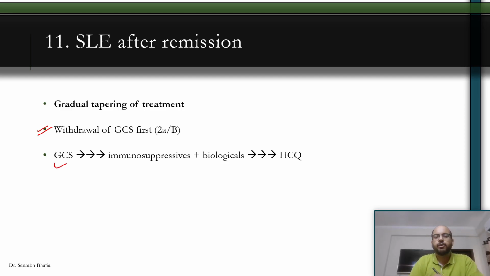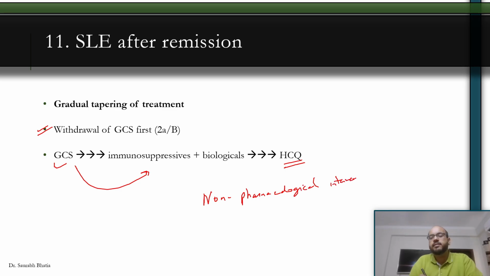So you stop first glucocorticoid, then you stop the other immunosuppressive like mycophenolate mofetil, methotrexate, azathioprine, etc., or any biologicals which are there, and then you maintain on HCQ. You maintain the patient on HCQ and then gradually decrease the dose and then stop. Clear? But make sure while you are decreasing the drugs, the non-pharmacological interventions keep continuing in the patient. So make sure you keep continuing these interventions. Clear? Let's move forward.